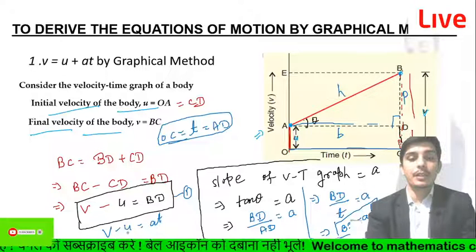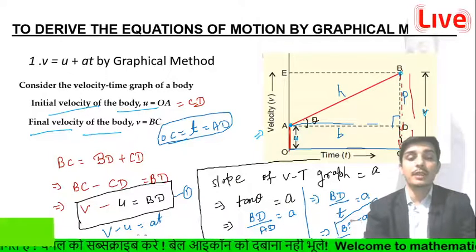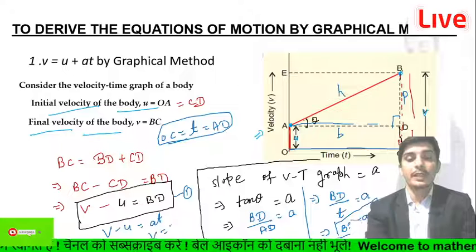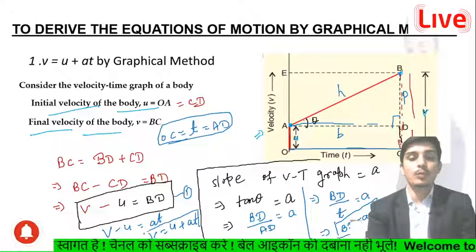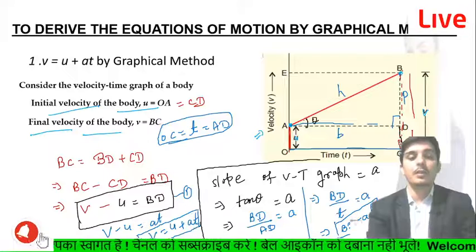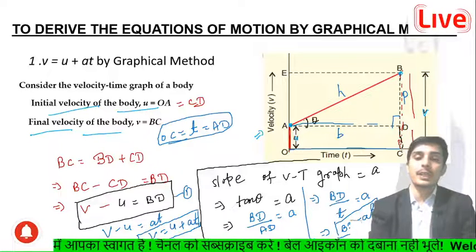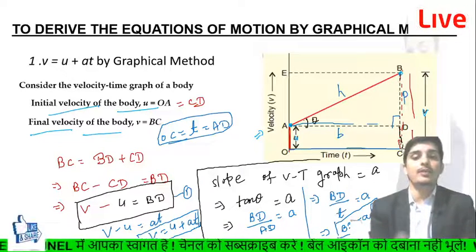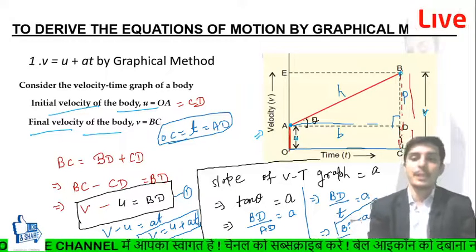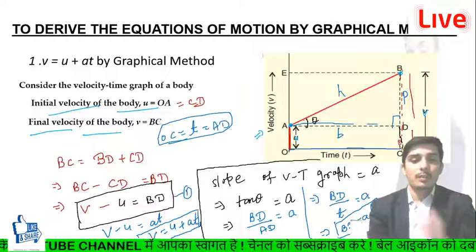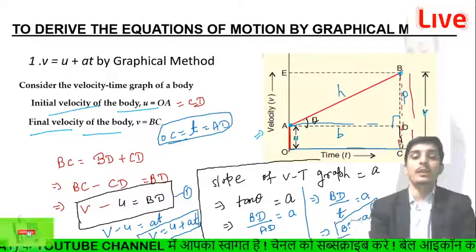After sending this u to the RHS, it will become plus u, so we can write v equal to u plus at. It will be the first equation of motion, guys. So by this method you can derive this equation of motion, right? Okay, understand? So everything clear?